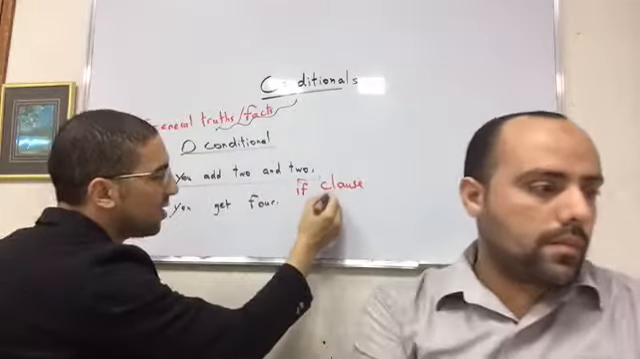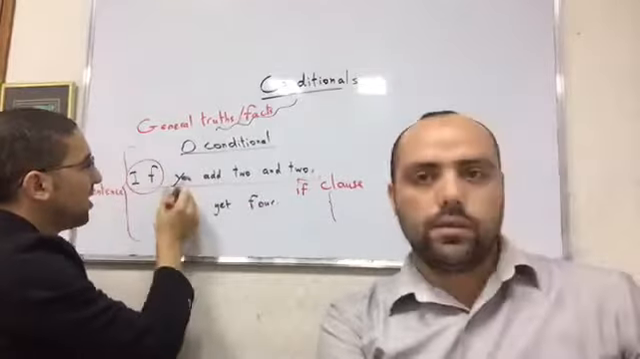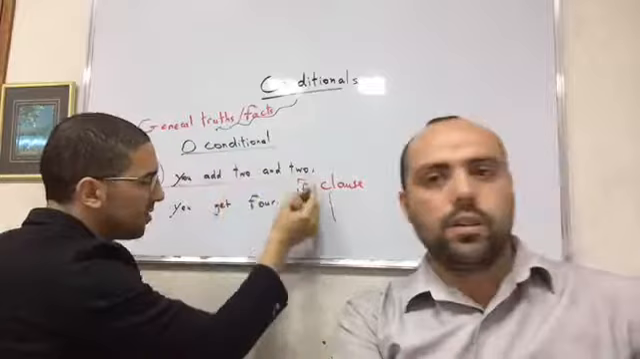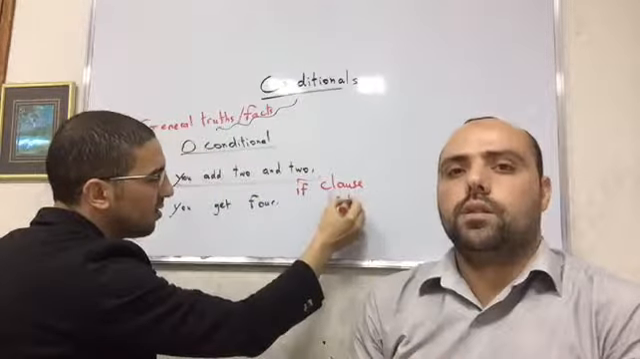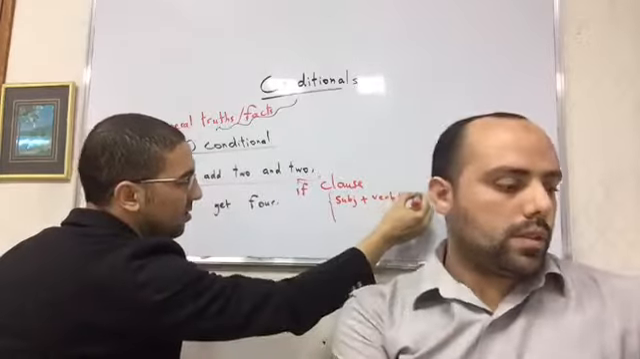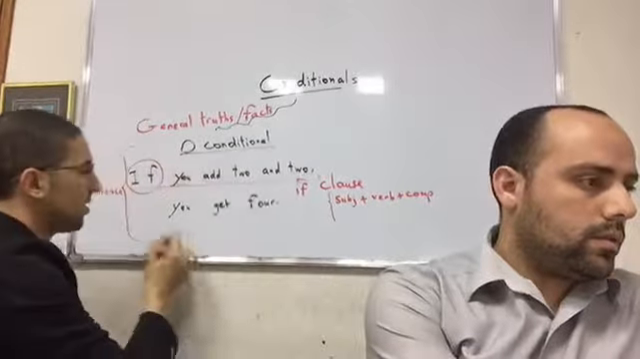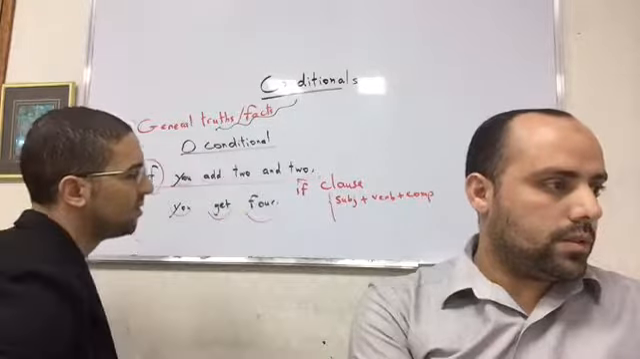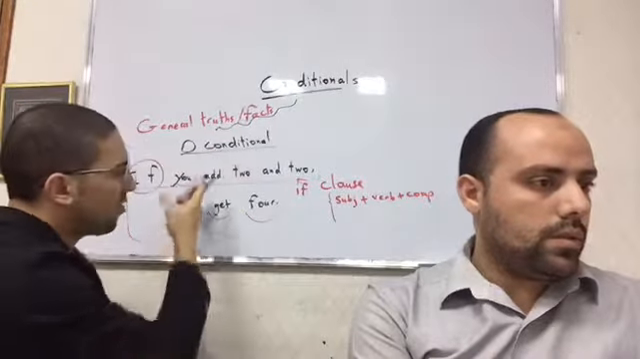A clause is what? We call it a clause because it has a subject here, as you can see. And it has a verb and a complement. So it has a subject plus verb plus complement. And the same thing here. We have subject, verb, and complement. So we have 2 clauses here.